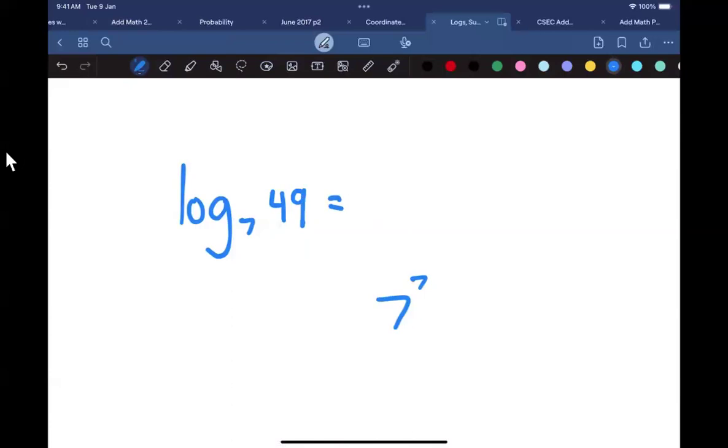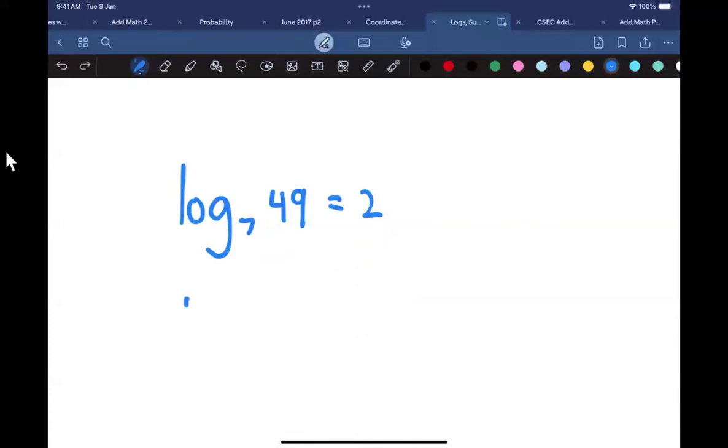7 to the power 7 is not it. So 7 to what power is 49? 7 to the power 2. Right, so your answer is 2. Yeah, that's what the log function does. It is telling you what power you had to raise the number to get your answer.